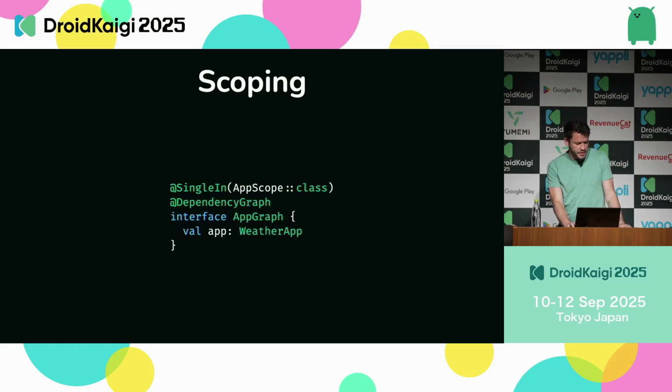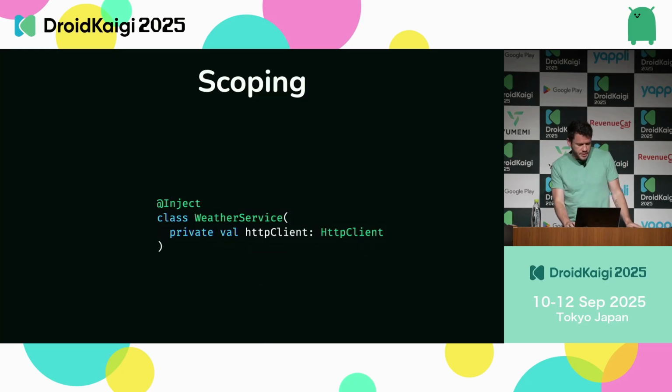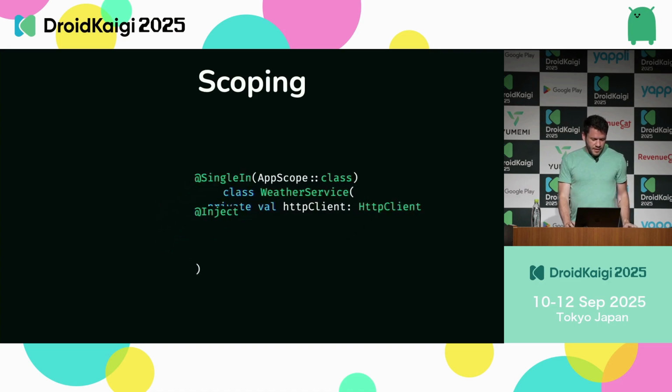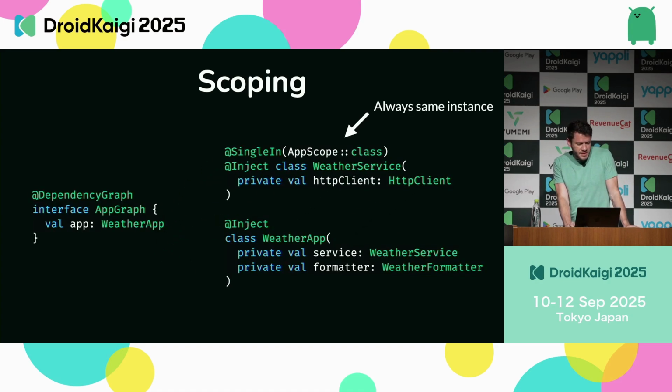Now that our graph declares scopes, we can use scoped bindings in it. Going back to our example, scoping the weather service, like we needed before, is now as easy as just adding this scope annotation. This scopes a single instance within the lifetime of our graph. Anything in the app graph or its extensions will always get the same lazily initialized instance now.